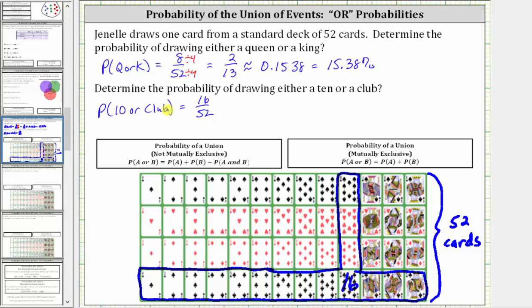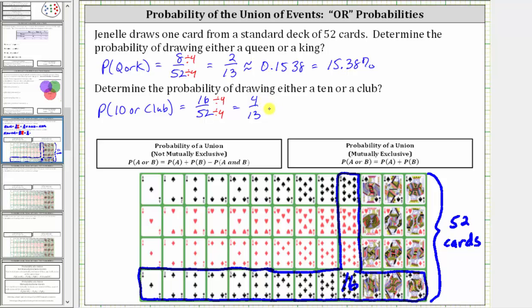So we can still use the basic idea of probability to answer these questions. We just need to be careful about determining the total number of favorable outcomes. And let's go ahead and simplify this probability by dividing both by 4. The simplified probability is 4/13.